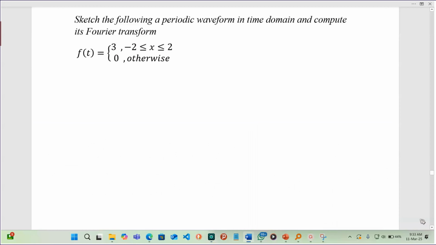Ladies and gentlemen, we are given a problem that requires us to sketch the following periodic waveform in time domain and compute its Fourier transform. So we are told this is a periodic signal. So its plot will look like this.